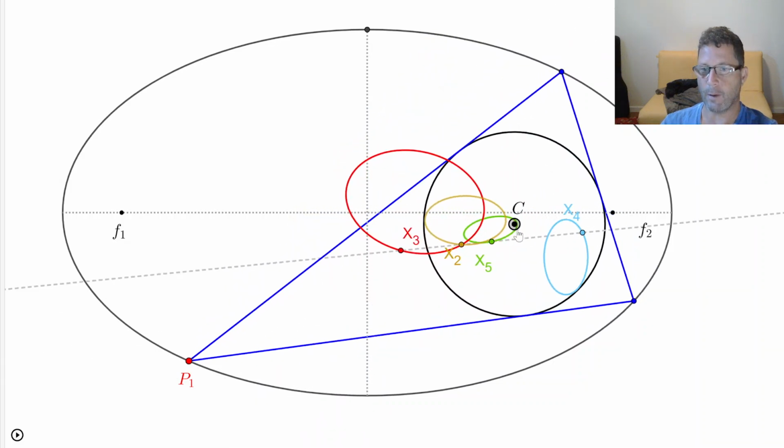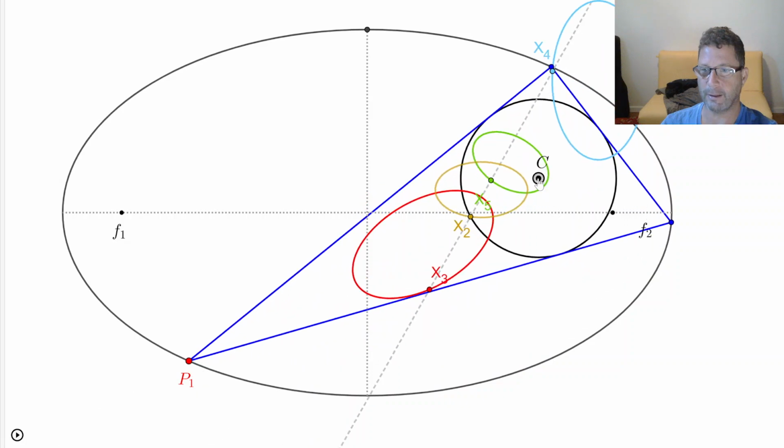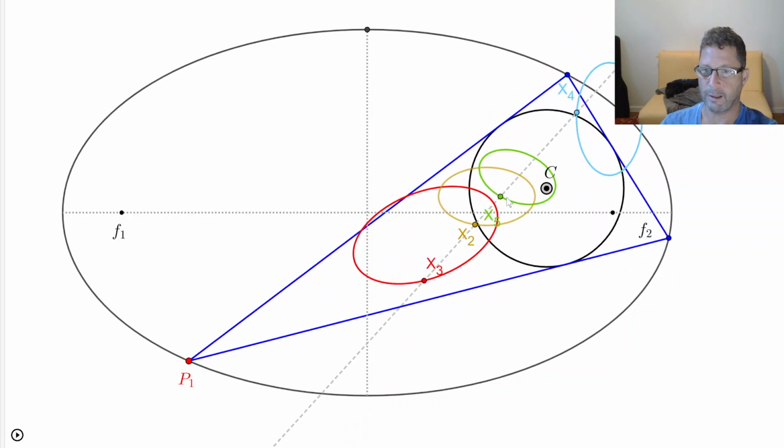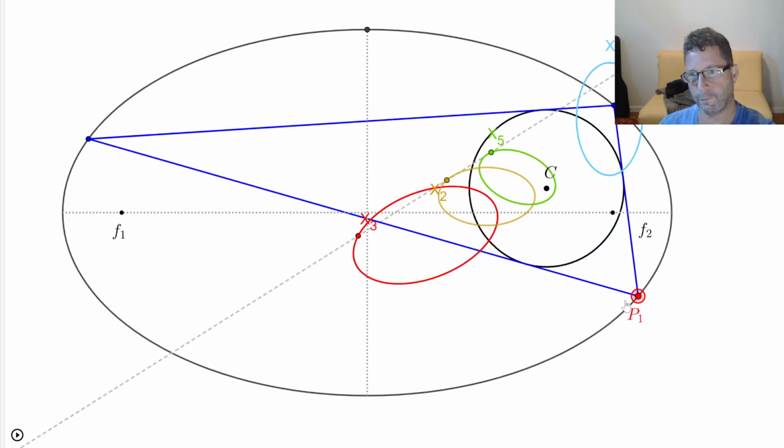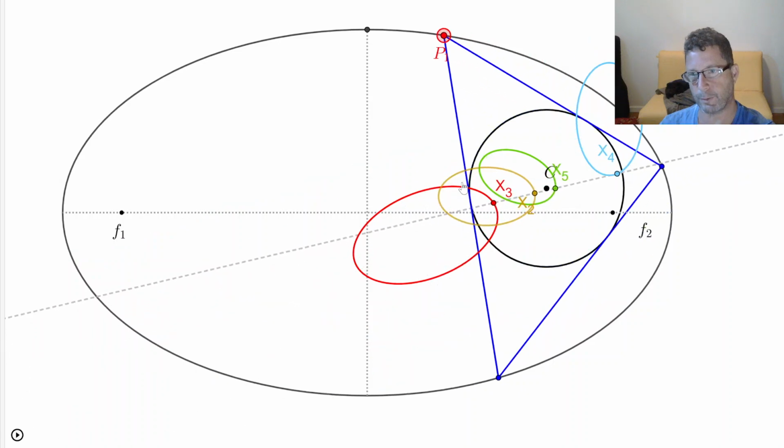Okay, now x5 has this additional property, which we mentioned in the previous video. You can see here that x5 is the midpoint between x4 and x3 on the Euler line, this dashed gray line. x5 describes an ellipse with one focus on C. So we thought this was pretty cool as well.